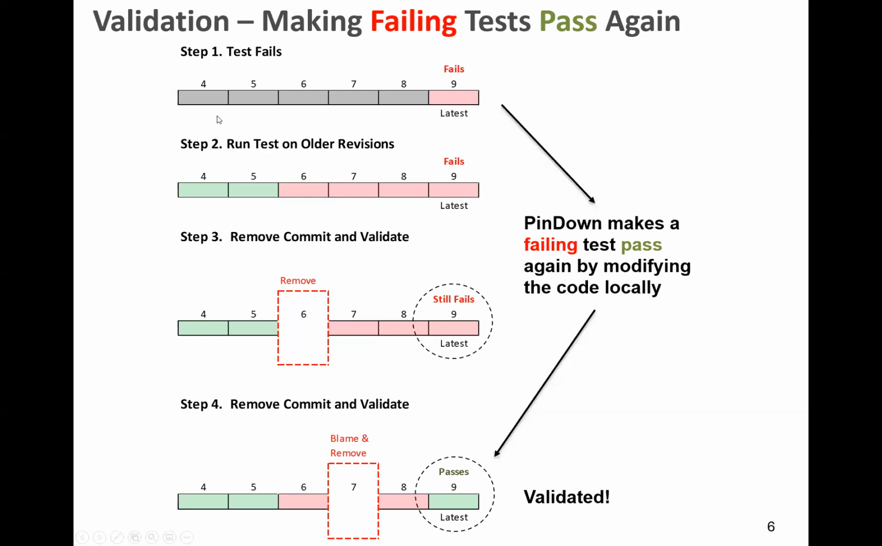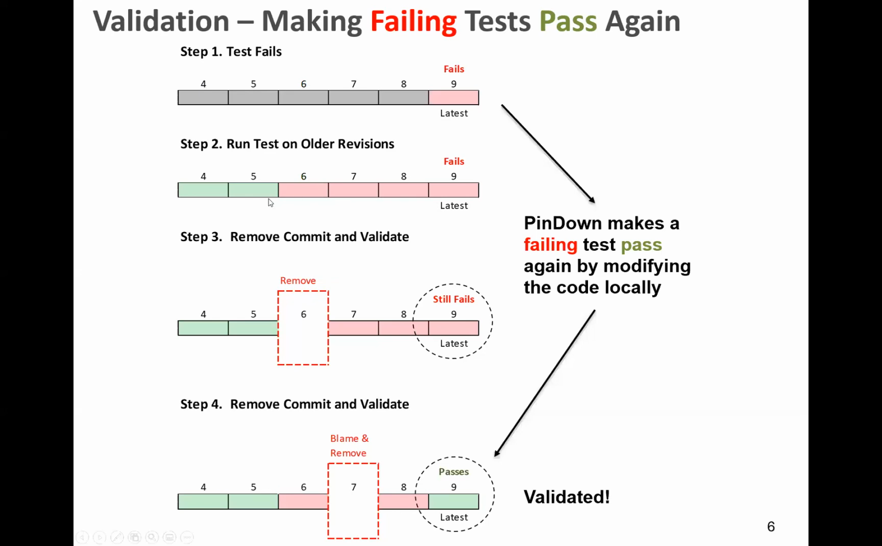So again, you heard it through my voice before, but now you can see it's true. In step 1, there's a couple of commits here, 4, 5, 6, 7, 8, done by different people. We have no idea about the test results, so that's why they're gray. And the last one, revision 9, is failing. So that's just a starting point.